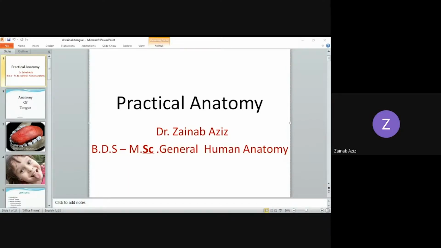So today we're going to start with our lecture. It's about the anatomy of the tongue. The tongue is a mobile muscular organ, can assume a variety of shapes and positions, partly in the oral cavity and partly in the pharynx.